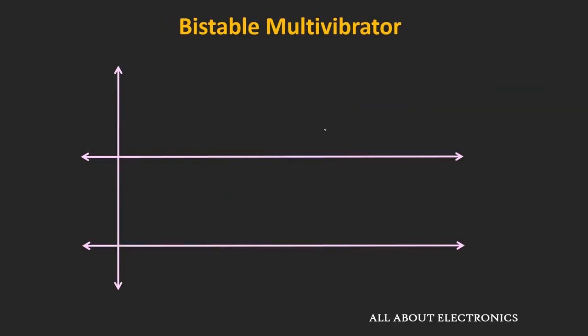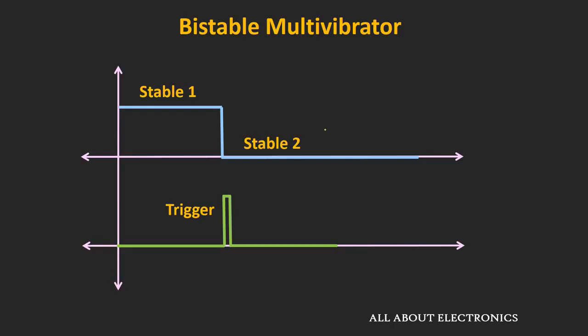Then the third type of multivibrator is the bistable multivibrator. So in this multivibrator, both states are stable states, and the output of the multivibrator can be in any of the two stable states. So let's say initially the output of the multivibrator is in one stable state, and whenever some triggering action occurs, then the output will go from one stable state to the other stable state. And unless some triggering action occurs, the output will remain in this second stable state.